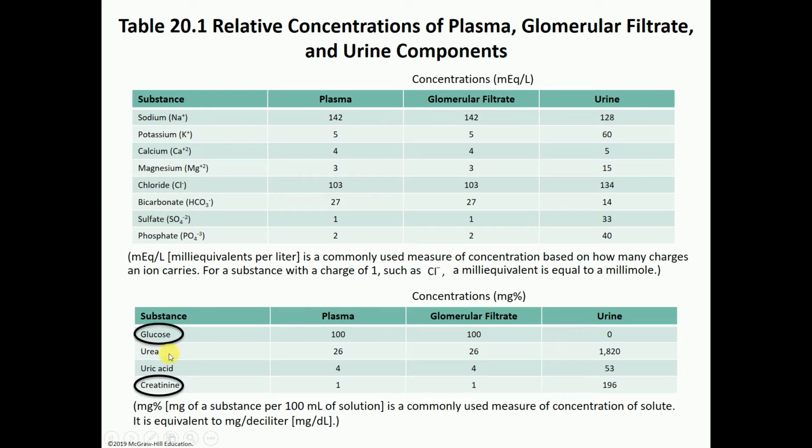So for example, if you follow the process of glucose, levels in the plasma are about 100 milligram percent. That milligram percent is the milligram of a substance per 100 milliliters of solution. So just pay attention to the numbers as opposed to the units. So the glucose in plasma is at about 100.